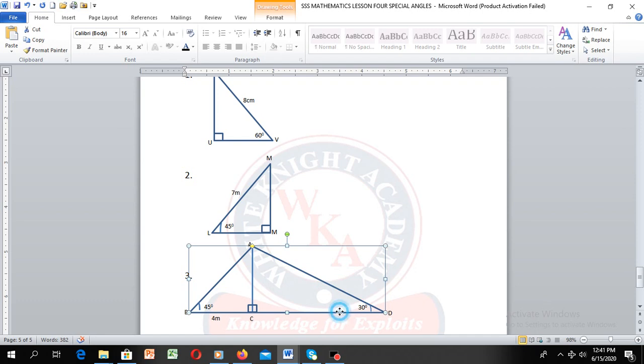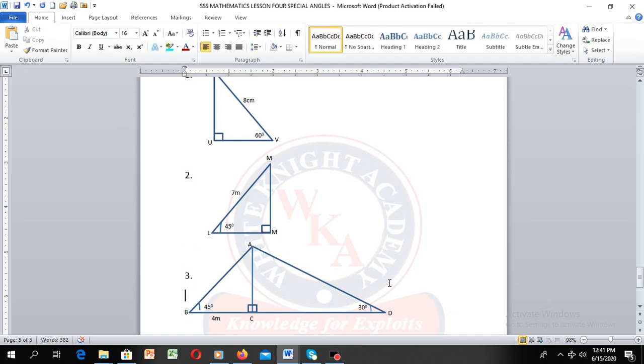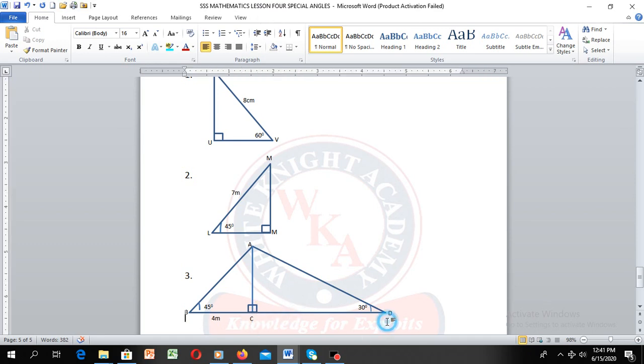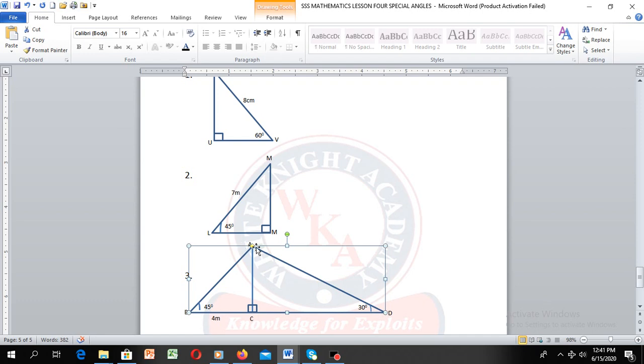Then in triangle ADC, we have our reference angle as 30 degrees. Length AC is still going to remain the opposite, opposite angle 30 degrees. And then DC or CD will be the adjacent in right angle triangle ADC, and the hypotenuse will be AD. With that, you should be able to work it out and give the correct answer.